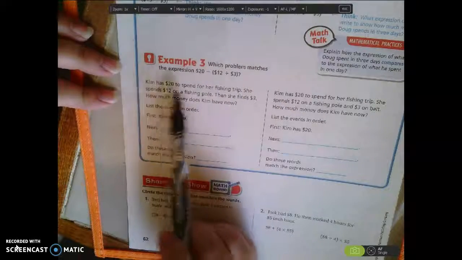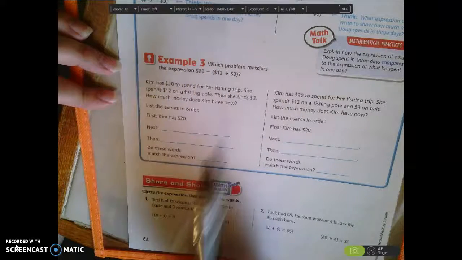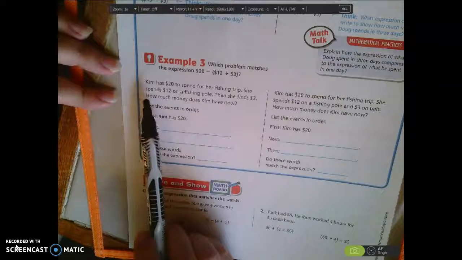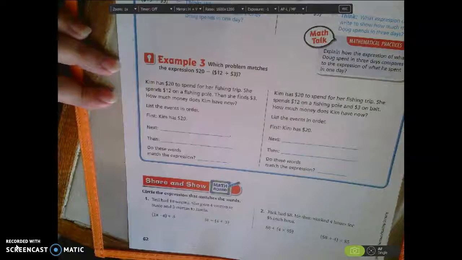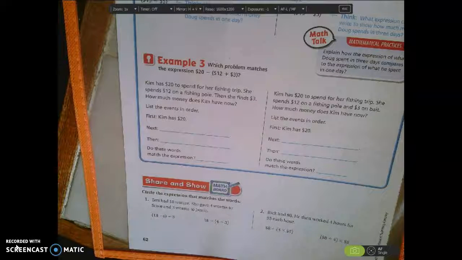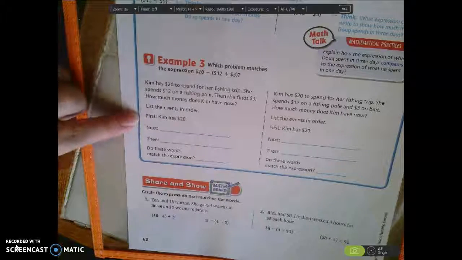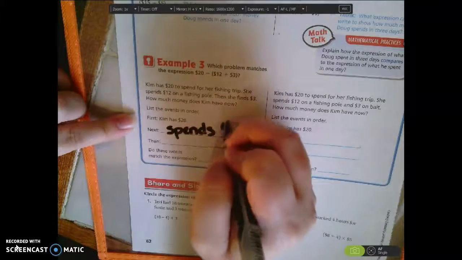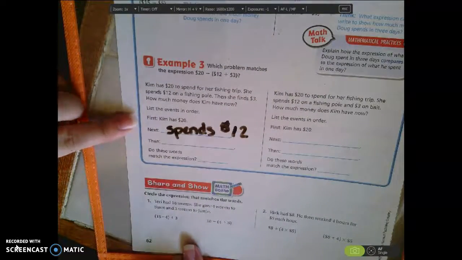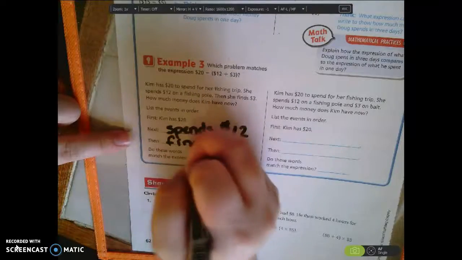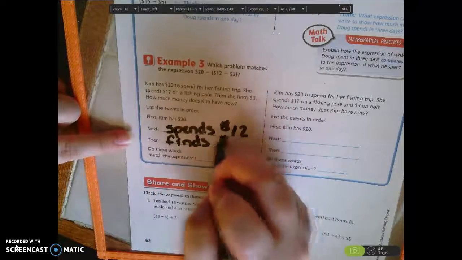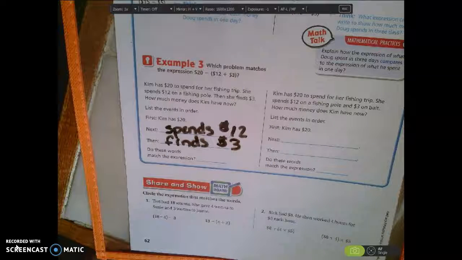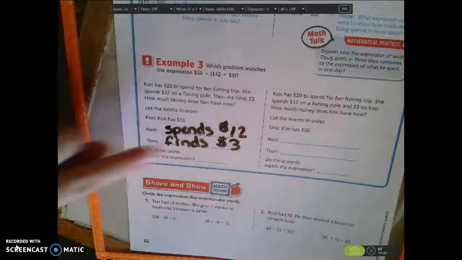So which problem matches the expression 20 minus the quantity 12 plus 3? So Kim has $20 to spend for a fishing trip. She spends $12 on a fishing pole. Then she finds $3. How much money does Kim have now? So first we're going to list the events in order. So she has $20. Then she spends $12. Then finds $3. Do these words match the expression? Well, is she losing both the 12 and the 3? No.